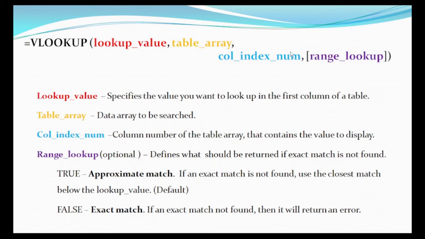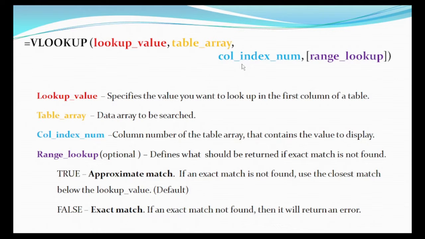So this is the syntax of VLOOKUP. You have 4 parameters. Lookup value specifies the value you want to look up in the first column of the table. So the lookup value must be in the first column. Then you have the table array. This is the whole table you are going to search.